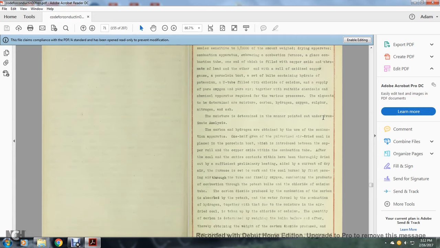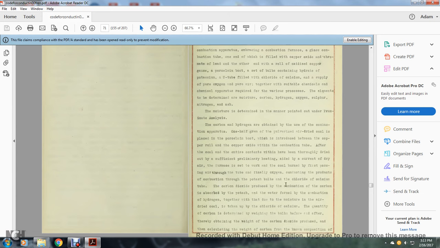The moisture is determined in the manner pointed out under the proximate analysis. The carbon and hydrogen are obtained with the use of the combustion apparatus. One half gram of pulverized, dried coal is placed in the porcelain boat, which is introduced between the copper roll and the copper oxide within the combustion tube, after the coal and the entire contents have been thoroughly dried by sufficient preliminary heating with a current of dry air. The furnace is set to work, and the coal is burned, first by passing air through the tube, and finally oxygen, conducting the products of combustion through the potash bulbs and calcium chloride tube.